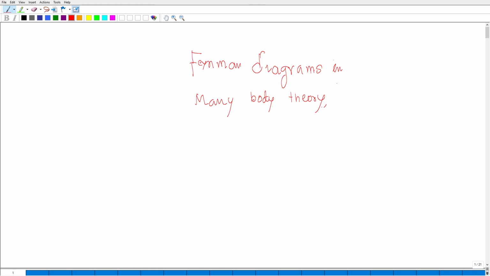The purpose of this particular session is to introduce you to something called Feynman diagrams in the context of many body theory or finite temperature field theory. The purpose of these diagrams is essentially to incorporate the effects of many body correlations into the theory and in the calculation. So, how is it usually done?